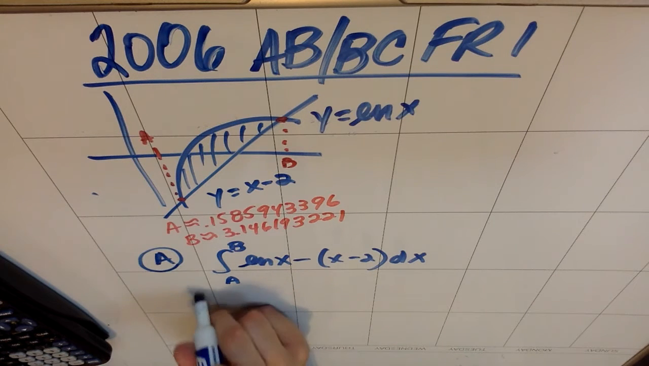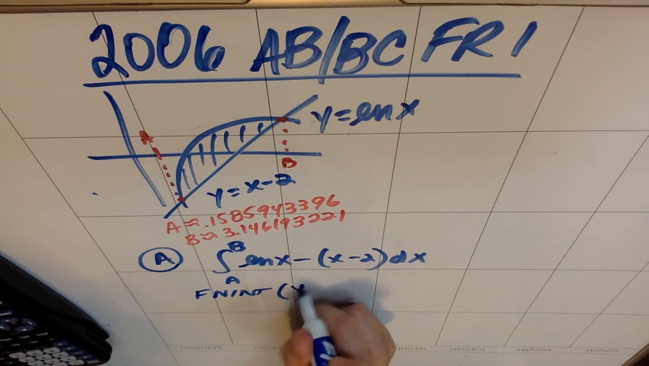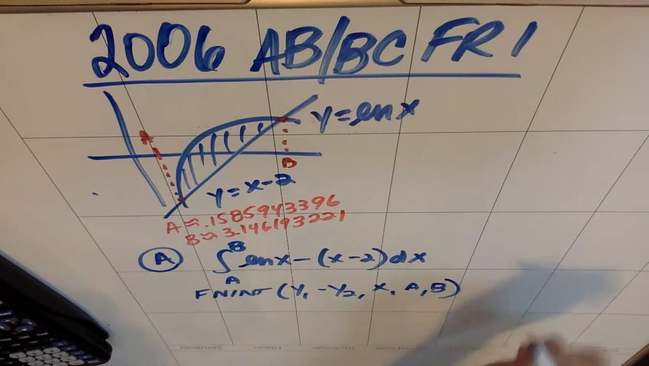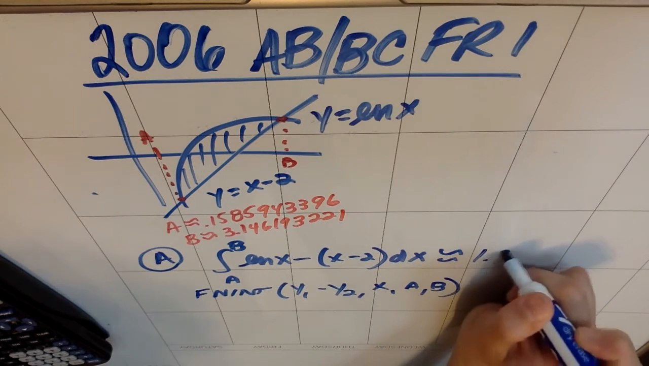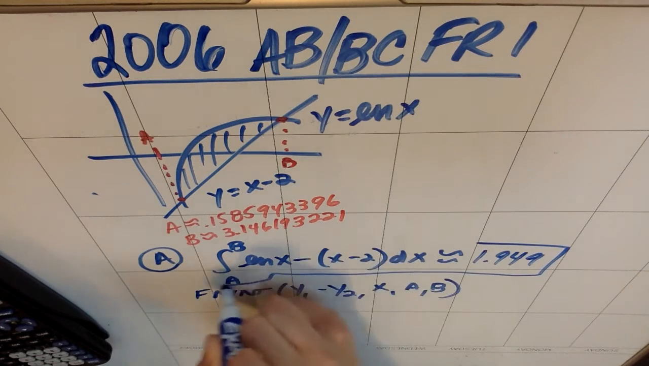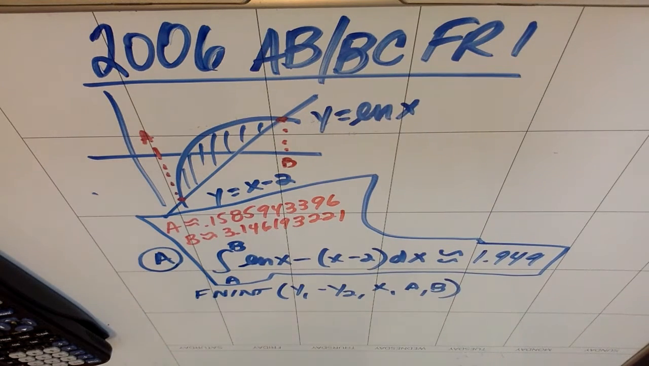So when you put this in your calculator, you're going to do it by doing function integrate, which is math 9, in parentheses, y1 minus y2, comma, with respect to x from A to B. And you're going to get that your answer is 1.949, and that's your answer. The AP wants to see this work. They don't want to see the calculator syntax, but you have to know how to do the calculator syntax, or else you have all sorts of problems.